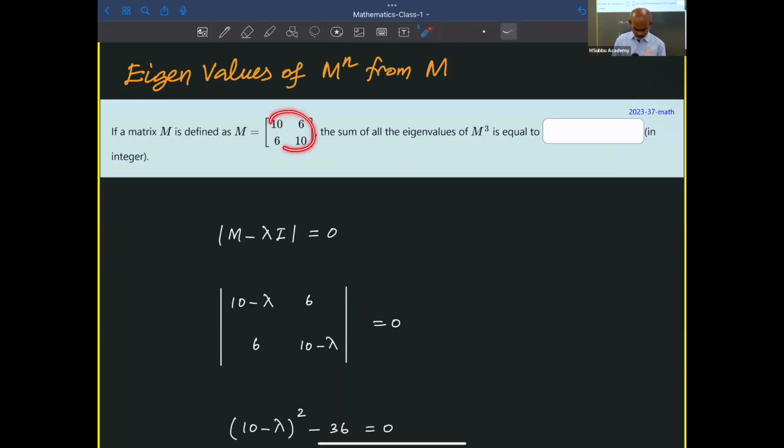For this, you can get the eigenvalue, and from this, you can say about the eigenvalue of the M cube matrix. Suppose we don't know the rule, what we will do is take M, first multiply M into M to get M square, and M square multiplied with M to get M cube. By that time, your whole time will be lost, whereas there is a simple rule available.